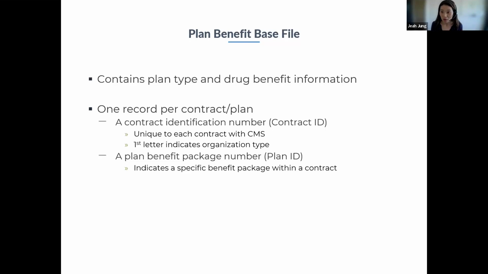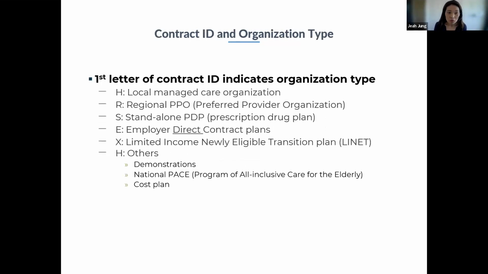In that case, contract plan. So the first letter of the contract ID indicates organization type. H is local managed care organizations. And local means that their service area is defined based on county. So the managed care organization might serve only one county, but they might serve multiple counties. But the unit is county. That's what this local means.